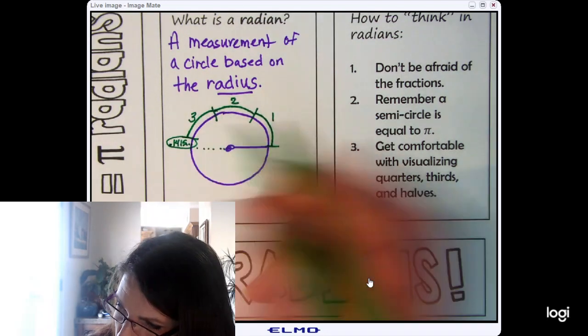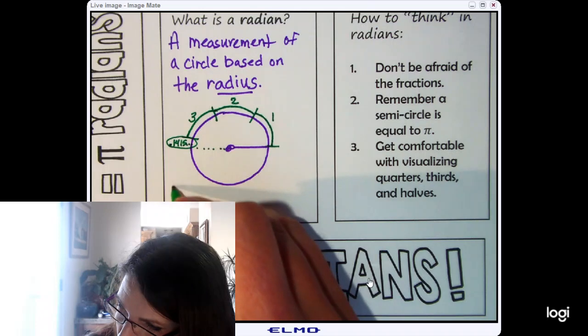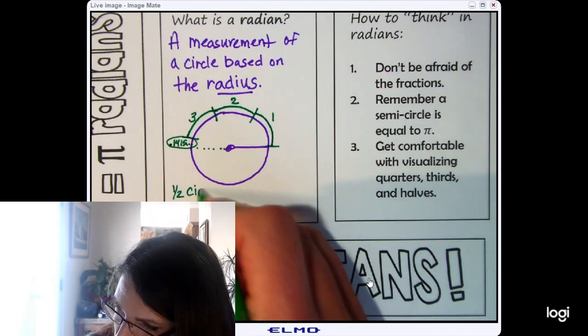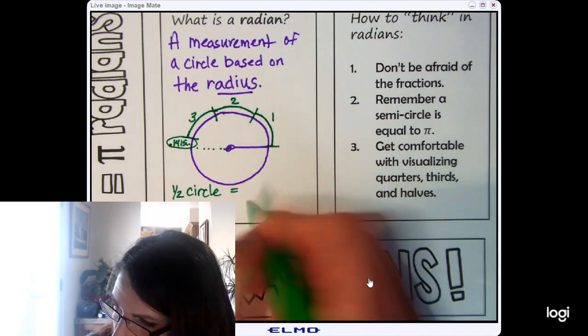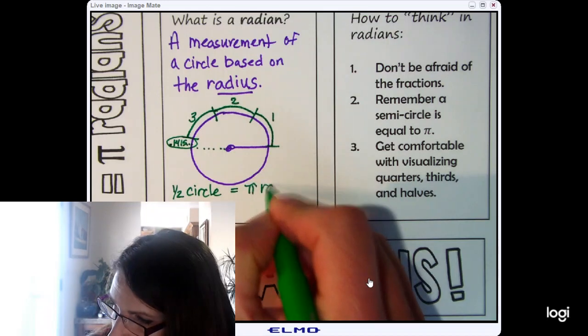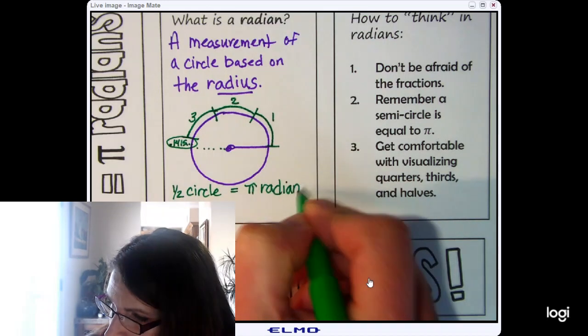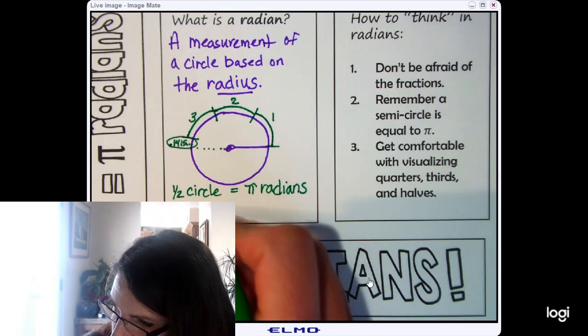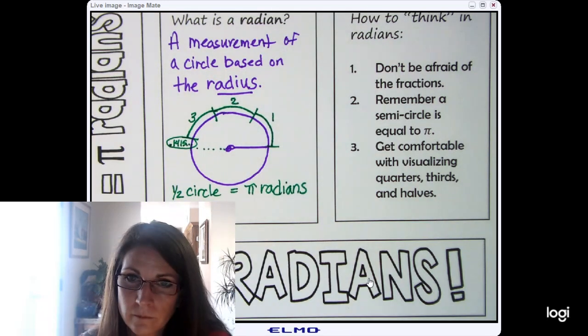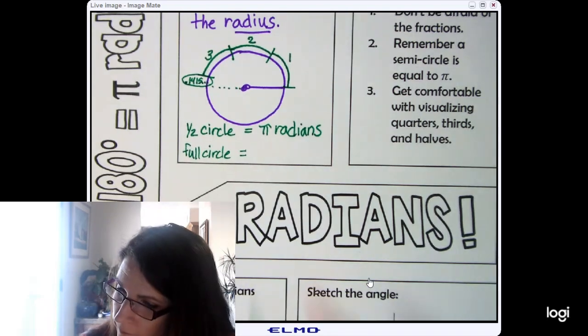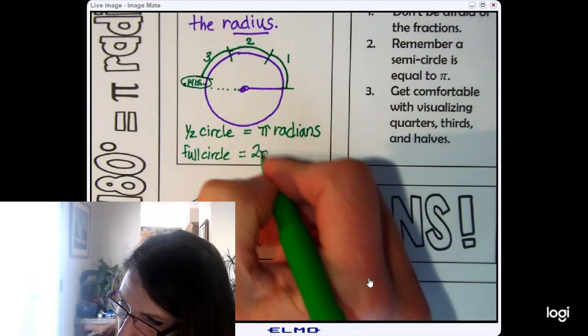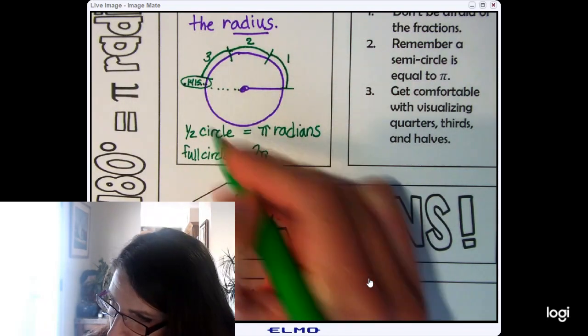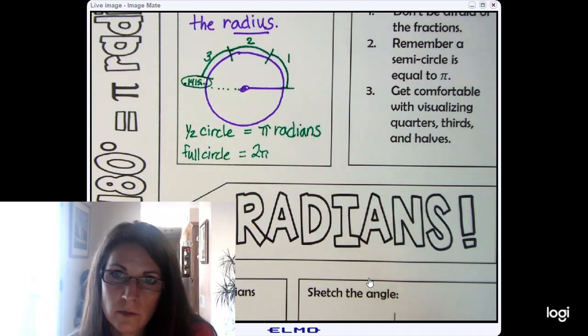So half a circle, a semicircle, is pi radians. A full circle would be how much? 2 pi's, right? If it's pi to go half, it's 2 pi's to go all the way around.